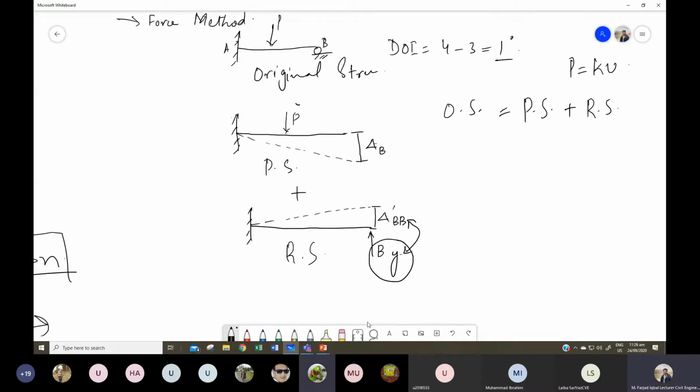Sir, could you repeat your question again? How can I correlate these two forces, this deflection and this force? What is the deflection in original structure? I'm sorry, what structure, sir? Original structure, this one.